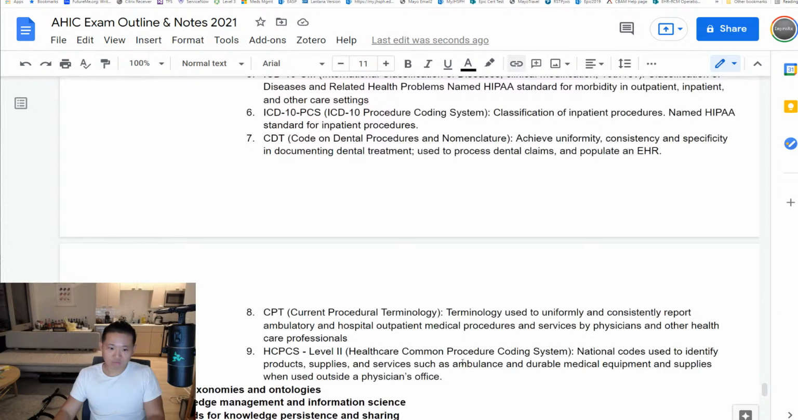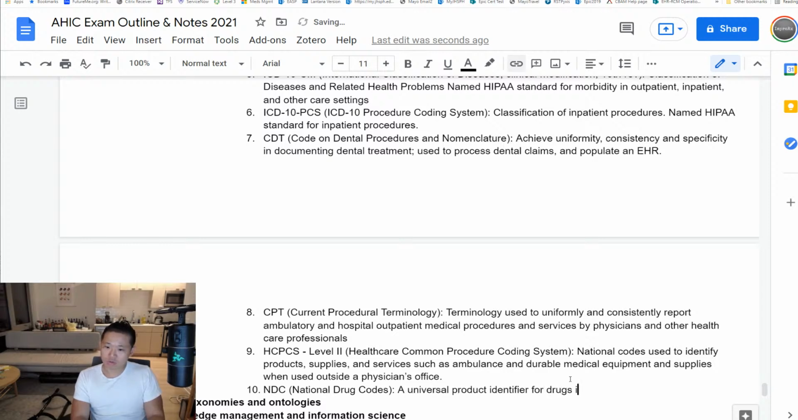I think we'll keep these for now, or finish off with the NDC, just the name standards. NDC, National Drug Codes, Universal Product Identifier, drugs intended for human use. The code denotes labeler, product, and packaging.